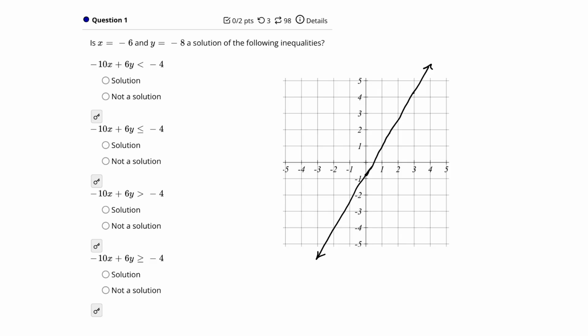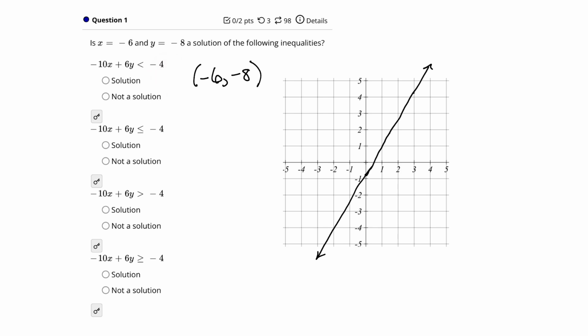Part of it is, here's -6 and -8, so it would be down here. I want to use the graph that you're given in Canvas, which is a 5 by 5. They call it a 5 by 5 because it goes 5 up, 5 down, 5 left, 5 right, but it's more than that, right? So here we go. What this is saying is, does this point make this inequality true?